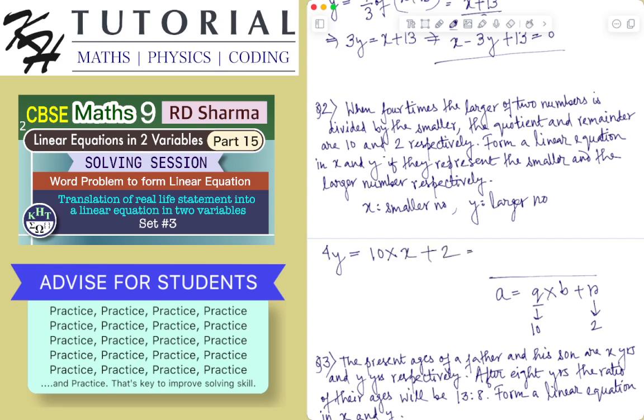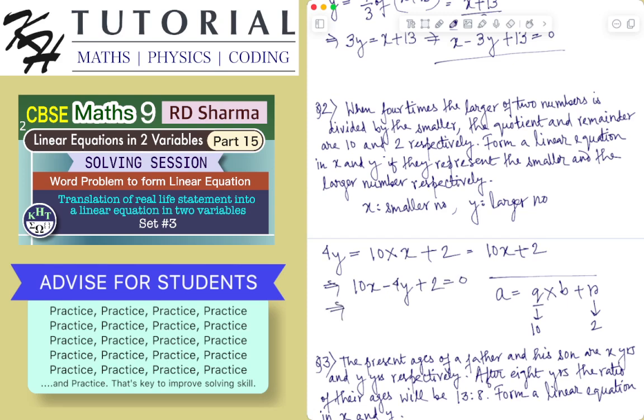So this is very simple. This is 10x plus 2. So we got the linear equation between y and x. Now in the standard form, this will be 10x minus 4y plus 2 is equal to 0.